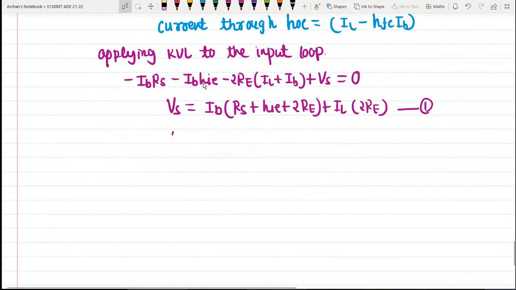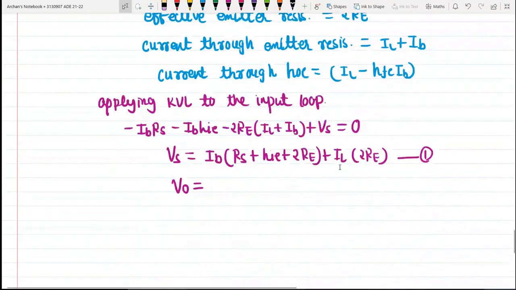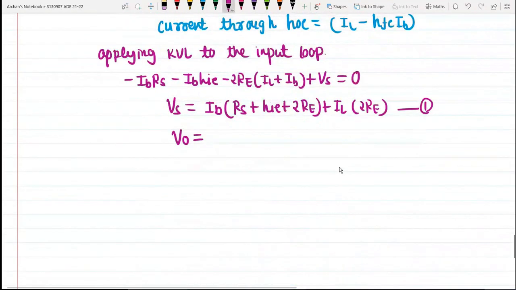Now we know the output voltage V0. What is V0? V0 is nothing but the voltage drop across this RC, so minus IL times RC. So V0 will be equal to minus IL times RC. This is our second equation. Again, this negative sign is due to the assumed direction of the current.